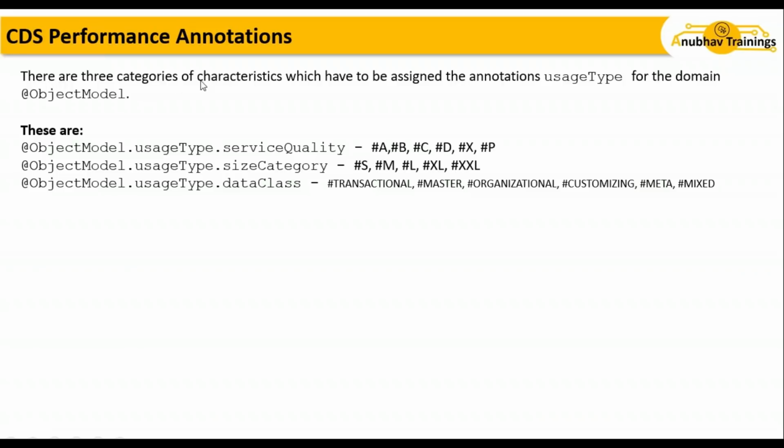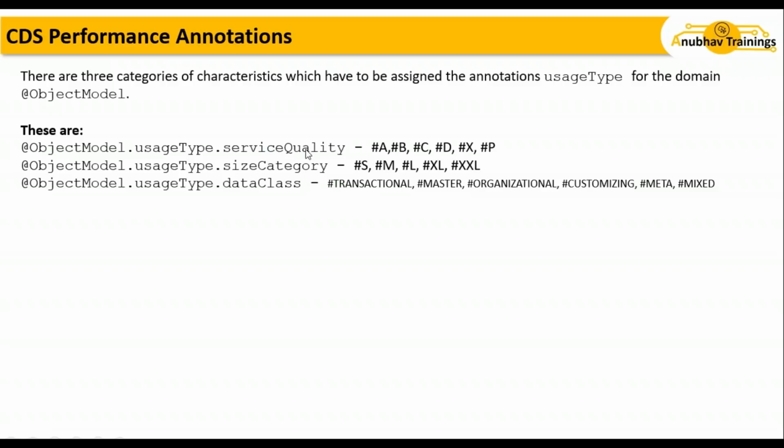There are three categories of these characteristics, also called annotations, which need to be assigned as usage type for the domain at the rate object model. The actual source of these annotations is object model under that usage type. And then we have these three annotations which we will use. The first one is service quality.